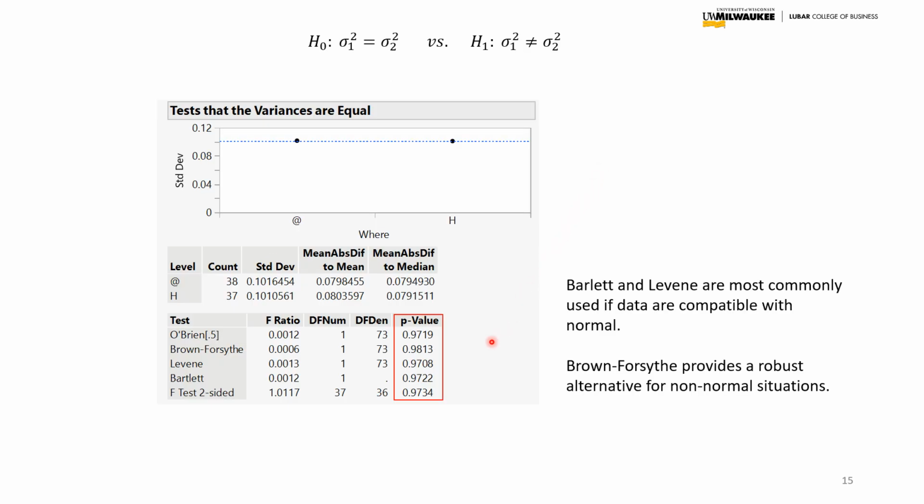We see reported a number of tests and p-values. The Bartlett and Levene down here are the most commonly used tests when the data are compatible with the normal, and that seems to be the case here. The Brown-Forsythe is a good alternative when you have non-normal situations. I won't discuss the other ones shown here. They're all really suggesting the same thing. If I look at the Bartlett and Levene, the p-values are very large, indicating we cannot reject the null hypothesis of equal variances.